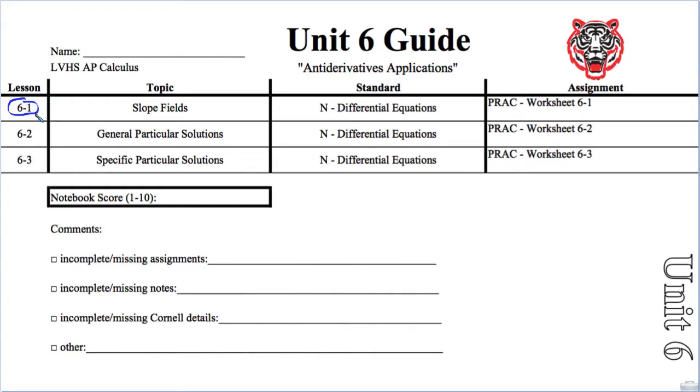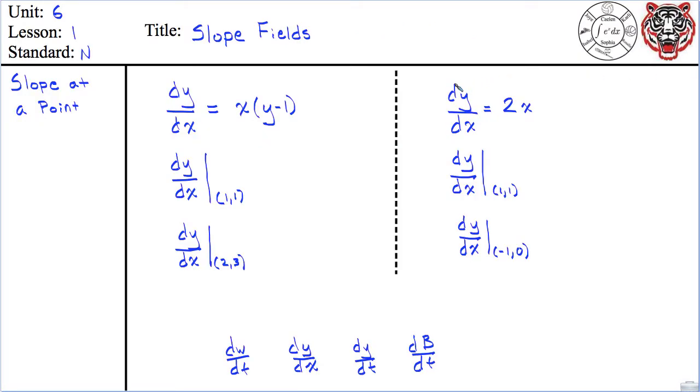We're on 6-1. The test for unit 6 is actually going to be our final, so we'll be taking that whenever our final is going to be. All right, let's jump right into the lesson. So here's a setup. Go ahead and copy that down.